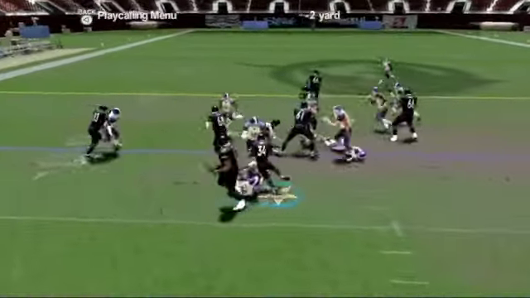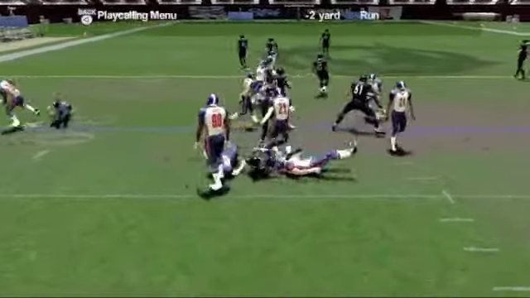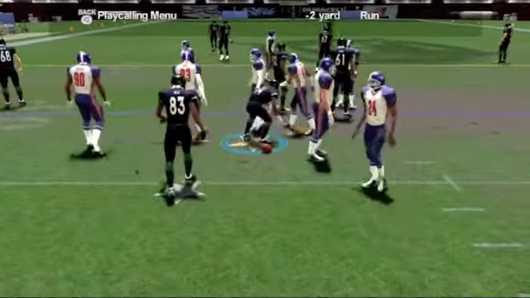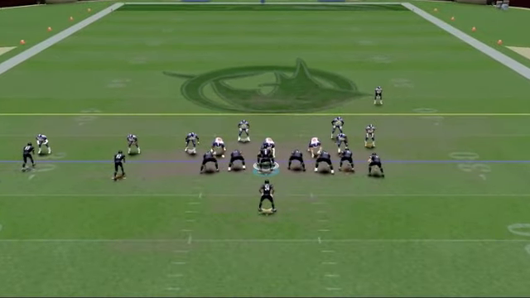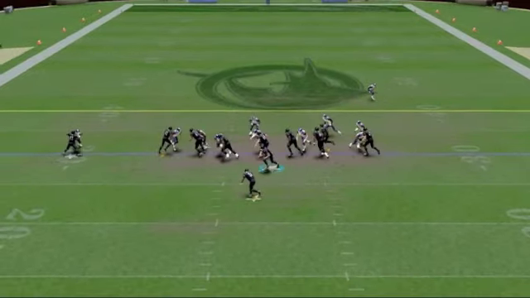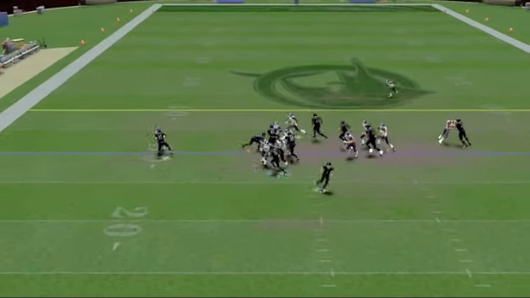Now, that's a great play right there by the defensive end. Got in the backfield, penetrated in the backfield, and made that play. Let's look at that again. It's going to roll it. Now watch that defensive end and watch the guard.